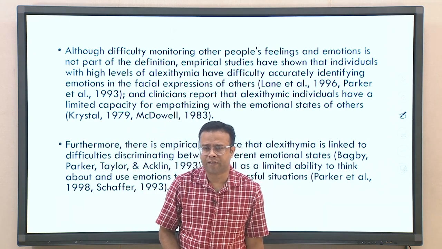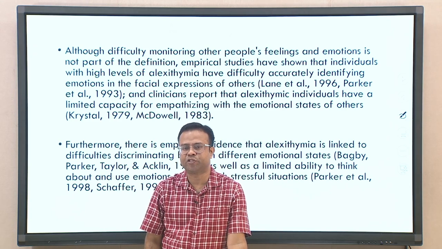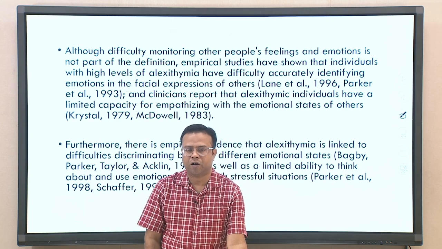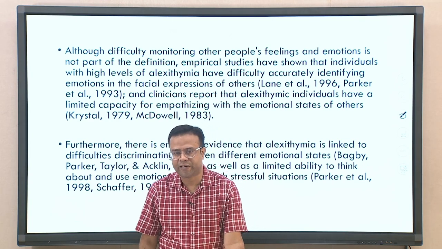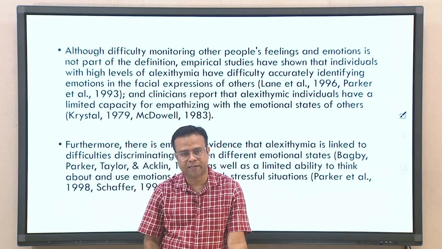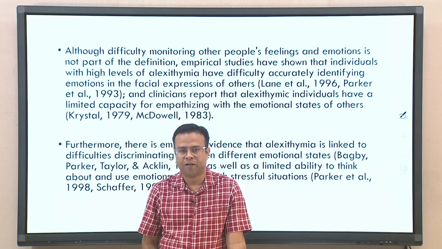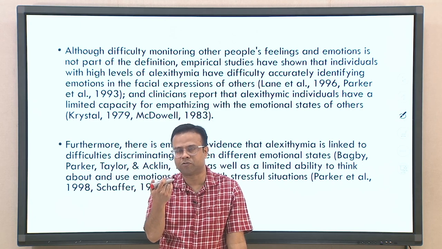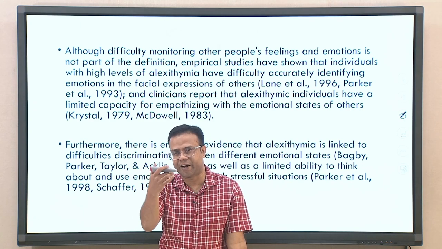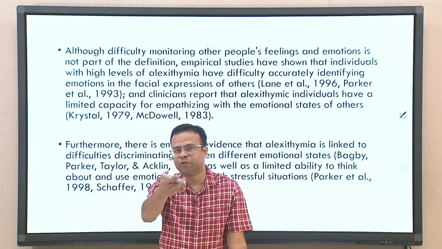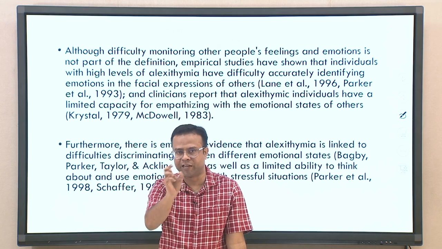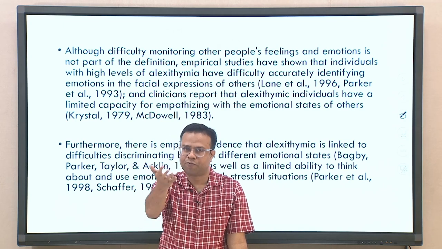And clinical reports indicate that individuals with alexithymia have a limited capacity for empathizing with the emotional states of others. So, there is a lack of empathy also. Also, there is empirical support that alexithymia is linked to difficulties in discriminating between different emotions, as well as a limited ability to think about and use emotions to cope in stressful situations. So, if you see all these emotional abilities that are connected to emotional intelligence, people with this condition, alexithymia, lack all these abilities. And research clearly shows they are connected to the lack of all these abilities.